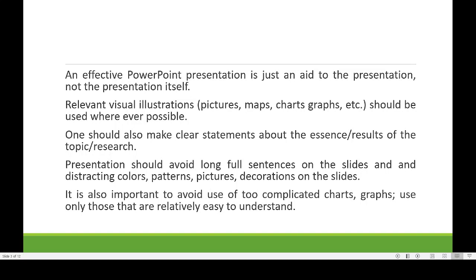It is also important to avoid the use of too complicated charts and graphs. When you are making a presentation, different types of people will be sitting there. Some may be very expert, some may not know anything. So a presentation should always present only things which can be easily understood by the audience. That is what is mentioned here. Too complicated a chart or graph should be avoided, because that makes the viewer bored after some time.